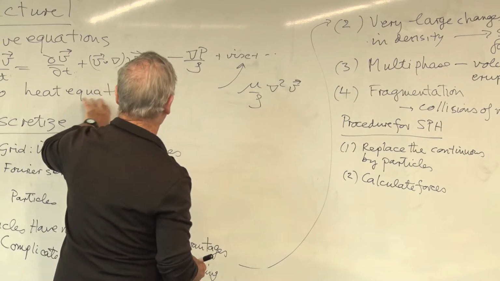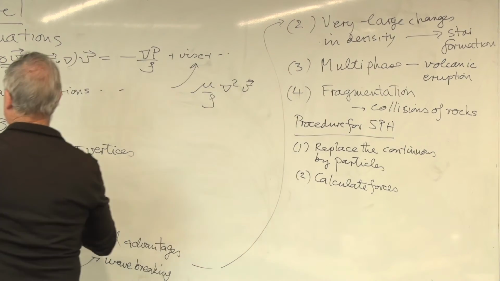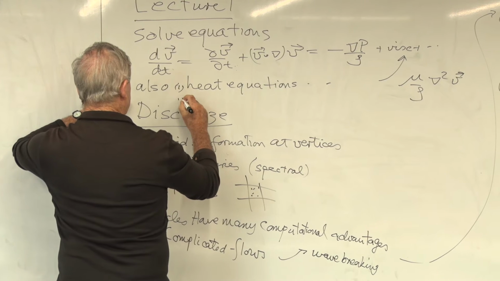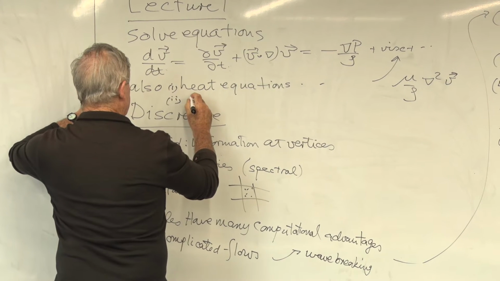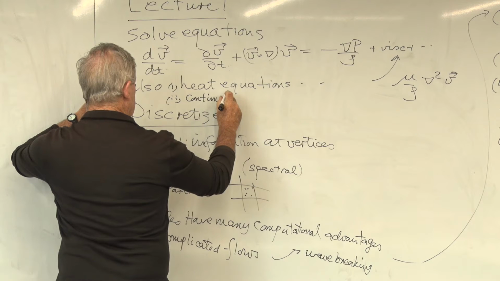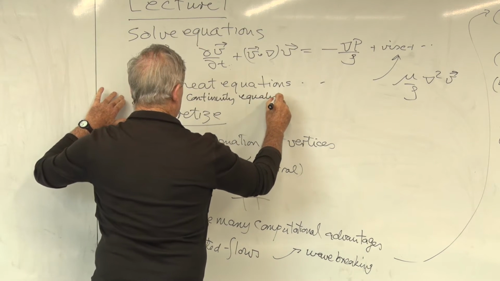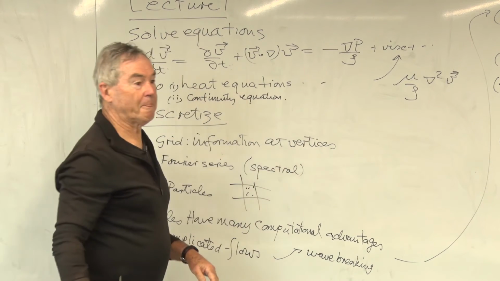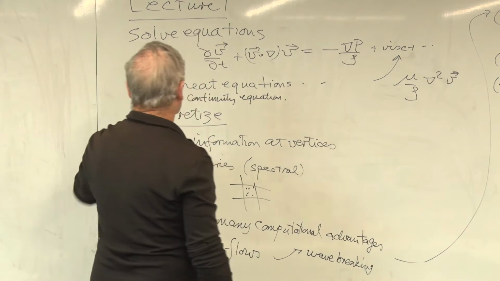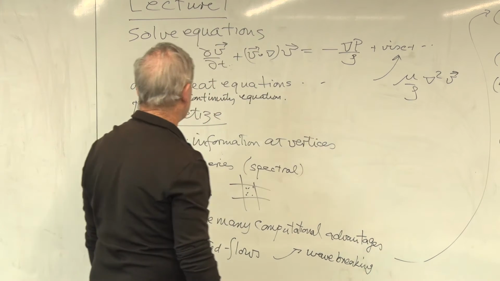I said also heat equations, but also we have a continuity equation. Also heat equations. See, go back to your notes now and add in something. I sometimes call the continuity equation the convergence equation. You see, this I call the acceleration, not the momentum equation. Just keep that in mind.